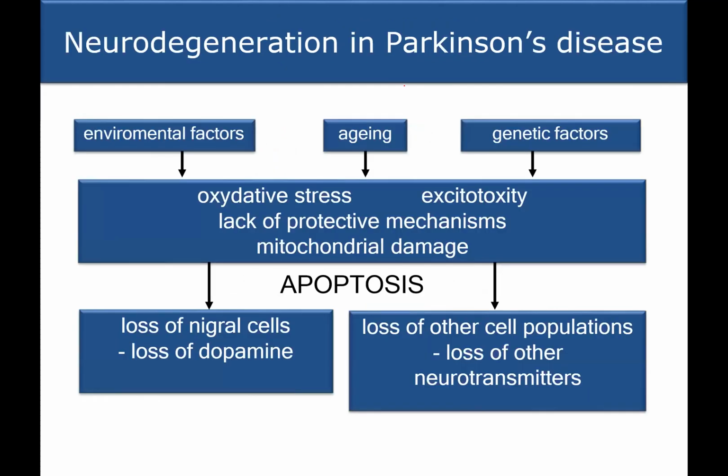The causes of Parkinsonism are environmental factors, aging, genetic factors, oxidative stress, excitotoxicity, lack of protective mechanisms, and then mitochondrial damage to the cells of the basal ganglia. There is apoptosis of the cells, particularly in the substantia nigra: loss of nigral cells, loss of dopamine, and loss of other cell populations. Loss of other neurotransmitters can also occur. Basically, substantia nigra degeneration.